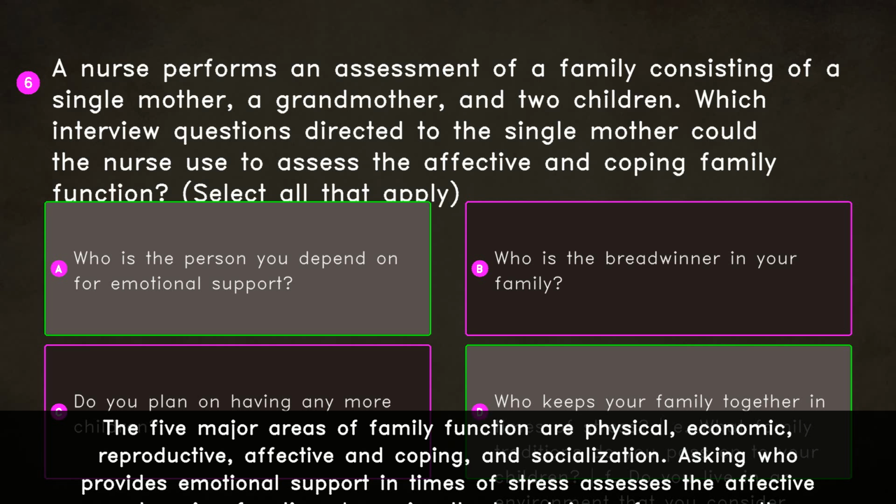Asking who provides emotional support in times of stress assesses the affective and coping function. Assessing the breadwinner focuses on the economic function. Inquiring about having more children assesses the reproductive function. Asking about family traditions assesses the socialization function, and checking the environment assesses the physical function.